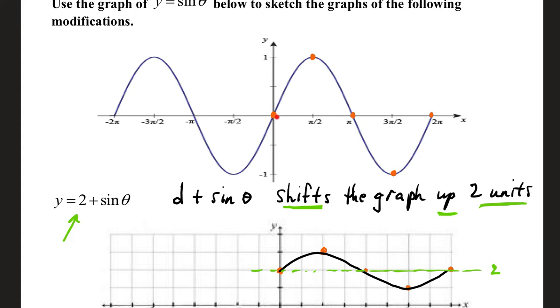So where 0 is normally a function value, when you add 2, you move that 0 up to 2. 1 plus 2, that shifts it up to 3. 0 plus 2 is 2. Negative 1 plus 2 is 1. And 0 plus 2 is 2. Your graph has been shifted up 2 units. So the 2 is basically your new x-axis. The sine curve oscillates with respect to 2 units up from the x-axis.